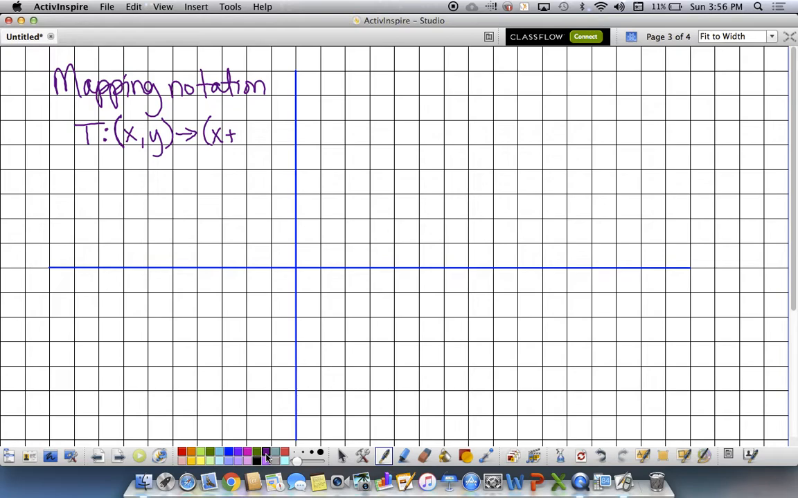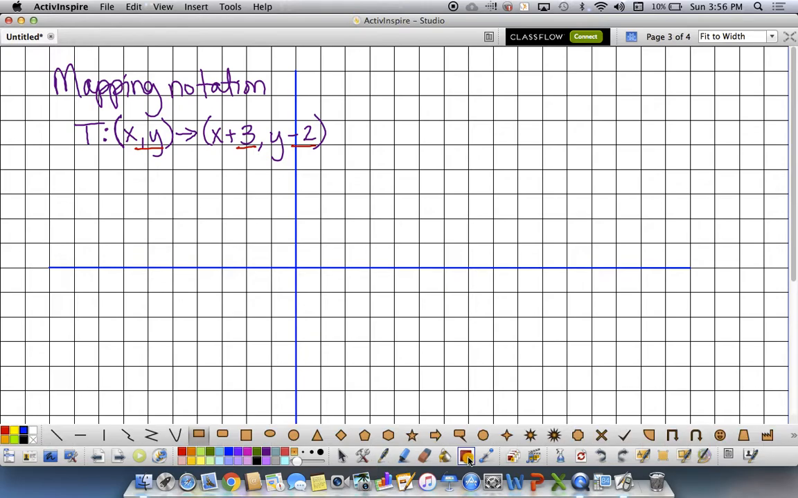Some x, y to x plus whatever we're doing. If we were doing the last one, we would put a plus 3 there, and then a y minus 2. That means our new x, y will be whatever our original x was, plus 3, and our original y, minus 2. Those are the numbers I used for the last shape. Maybe we'll do a different shape and do the same type of transformation. Let's do a triangle this time.